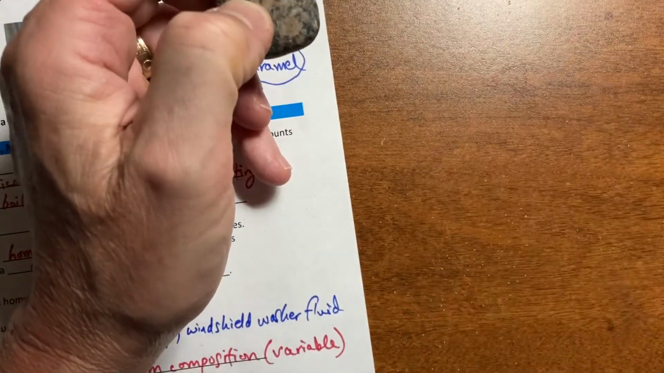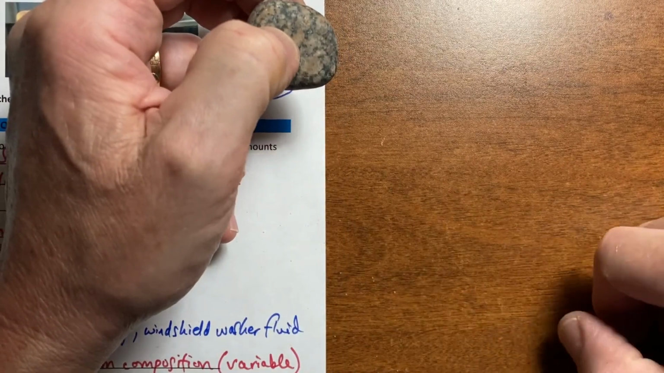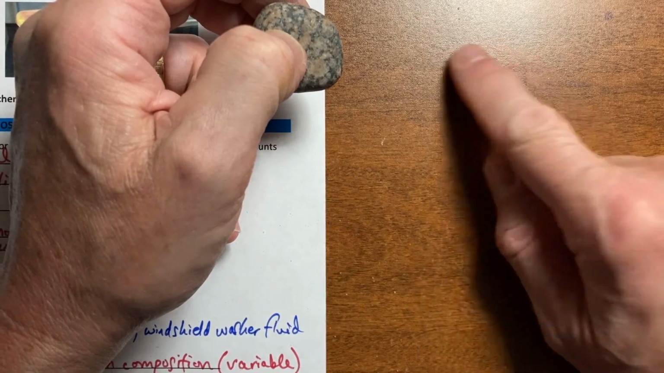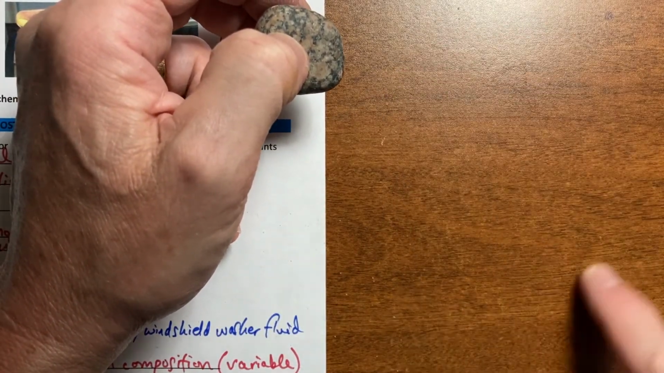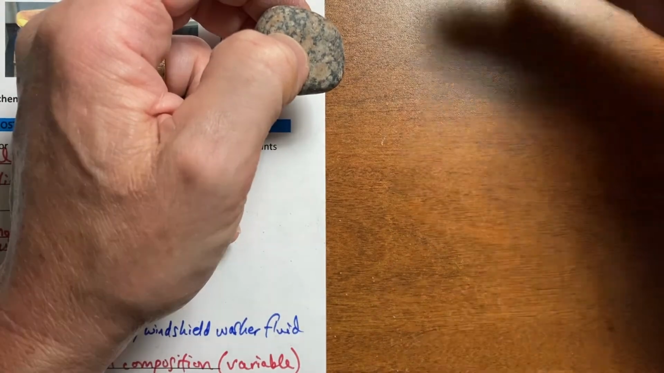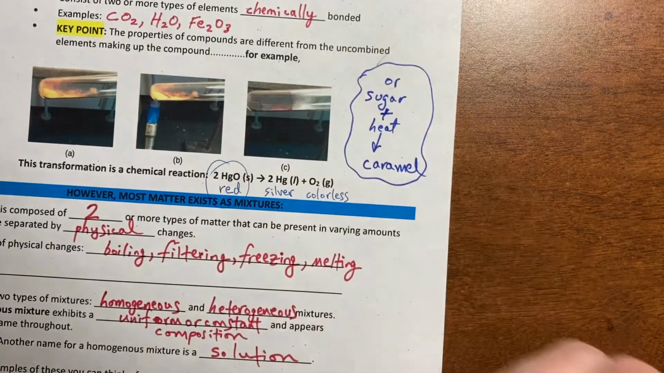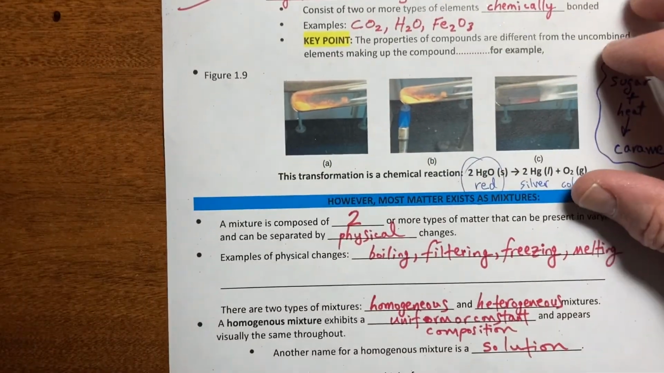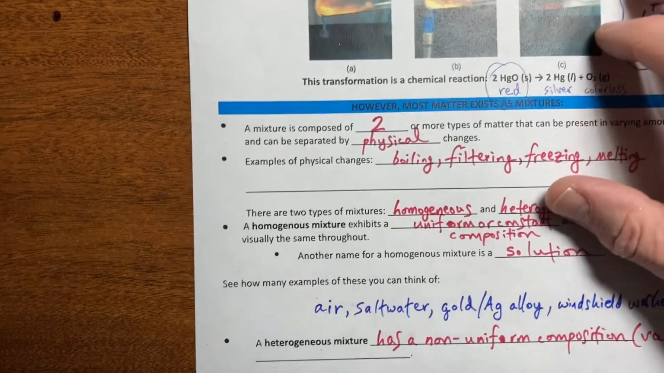The grain of this table, which is not real wood, but it's simulating wood, wood is a heterogeneous mixture because the composition over here, the grain of the wood, is different from the grain of the wood over here. So it's not uniform throughout. That's the difference between a homogeneous mixture or solution and a heterogeneous mixture. There's no other alternative name for a heterogeneous mixture.